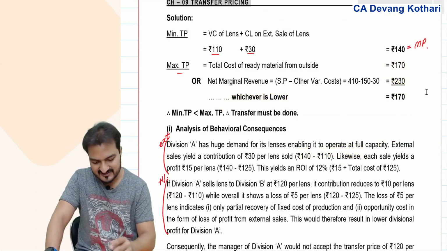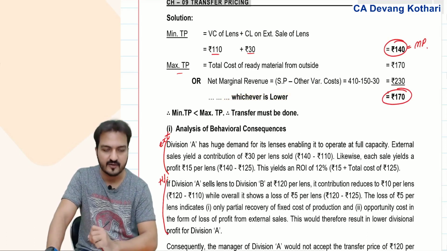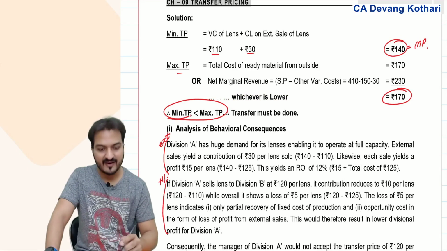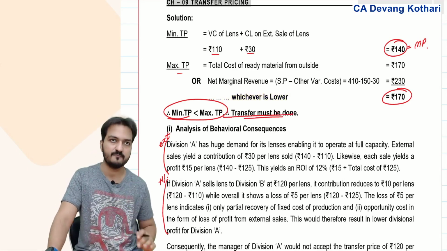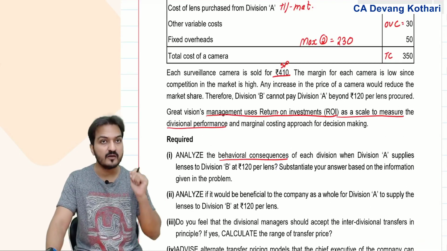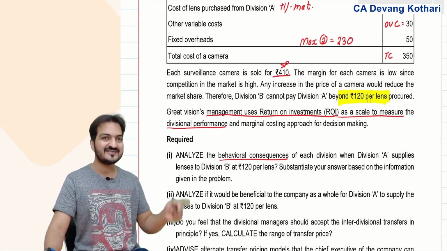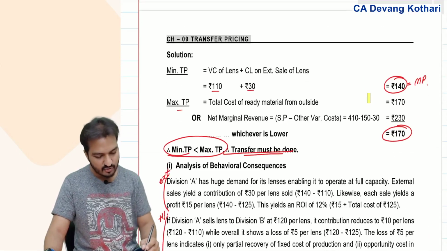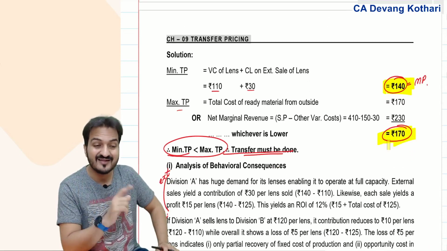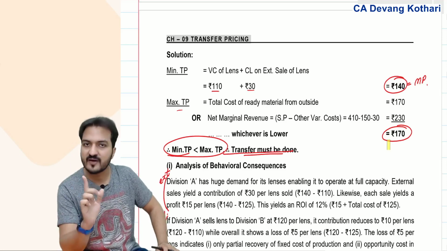So you notice that minimum TP is 140 and maximum TP is 170. Minimum TP is less than maximum TP, so my decision is that yes, transfer should be done. But the problem in this question is that the company has decided a transfer price of 120. And you notice that the decided transfer price is not in the range of 140 to 170. If it is not in the range, then the divisional managers will not prefer to do the transfer. They will not like the transfer price of 120.